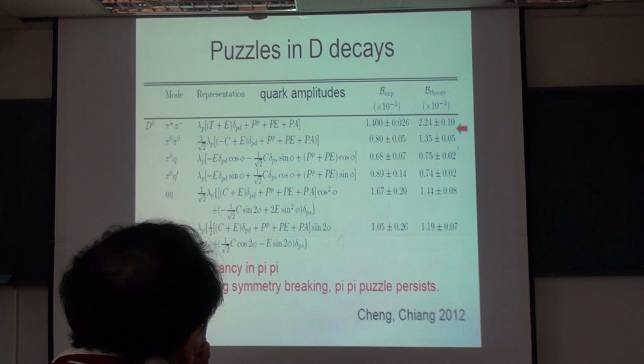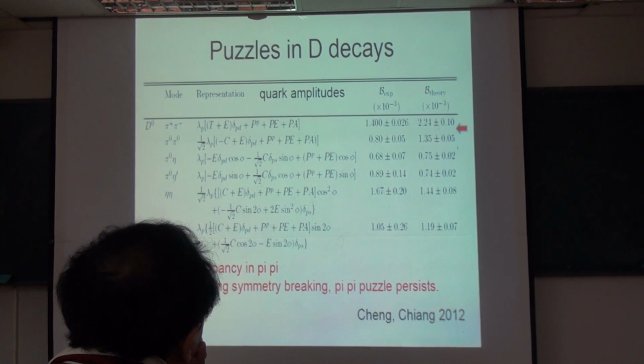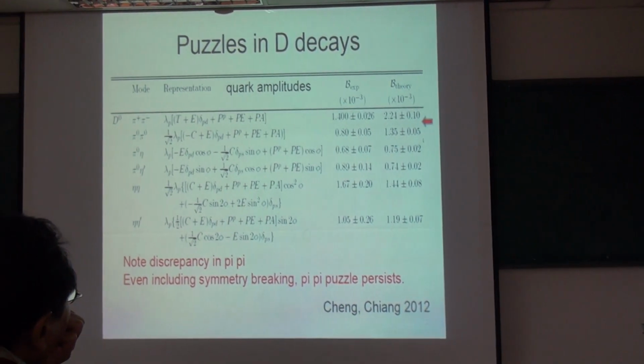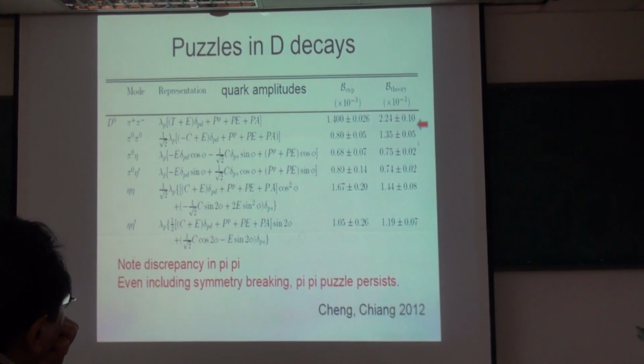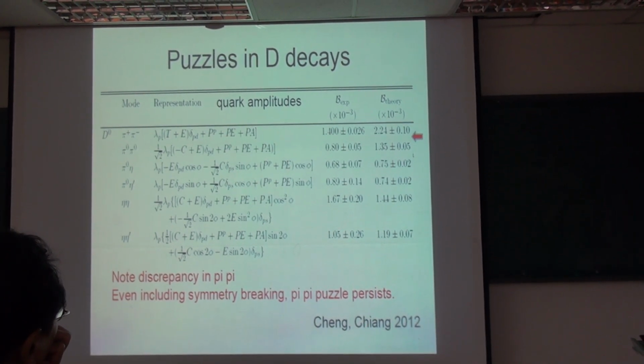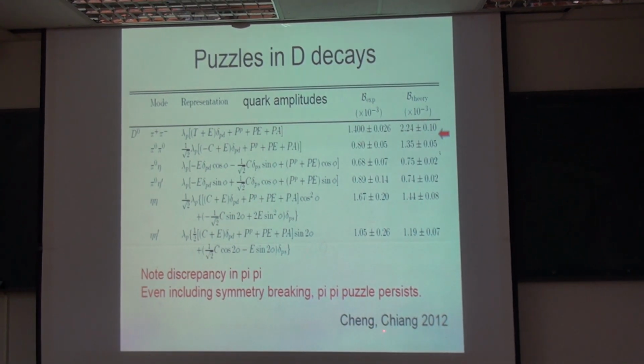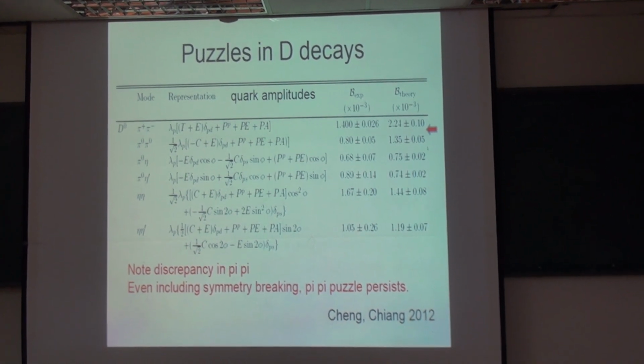Then I checked the literature. If the pion is really special, then the pion-involved puzzle should also appear in other places. Let's check the D meson decay. I learned this from Hsiang-nan Li. This is copied from Hsiang-nan Li's paper and also Jiang Zhengwei's paper. You can see that once the pion is involved, this is the experiment, this is the theory from their paper, based on the so-called topological amplitude parametrization, the deviation is larger: 1.4, 2.24. It's also the so-called D to pi pi puzzle. They include the symmetry breaking effect, and the pi pi puzzle persists.